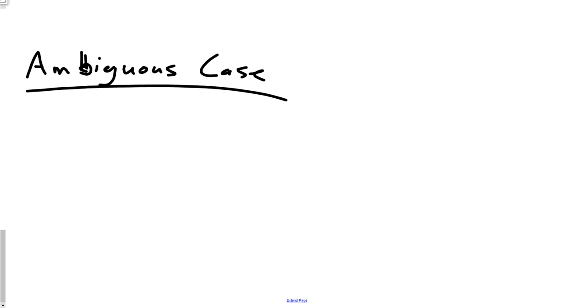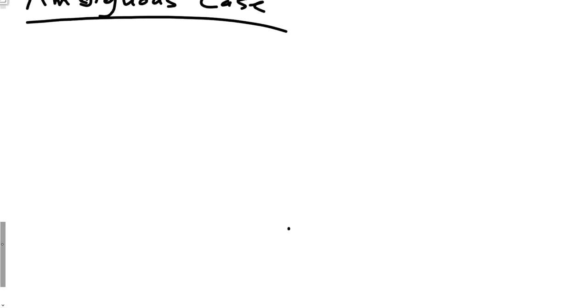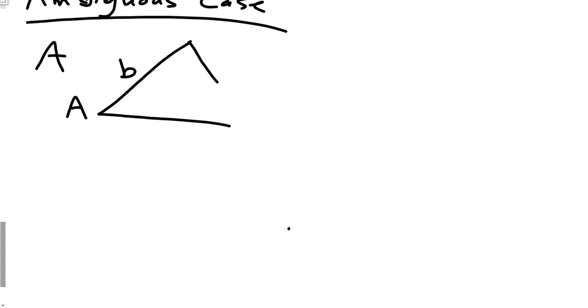So the ambiguous case is where you're given some information and you need to determine how many triangles you can make with it. Right? I'll always give you something like an angle. I'll give you this side length, and then I'll give you a little a, and you kind of have to figure out what's going on there. So remember, there's a check to do, right?